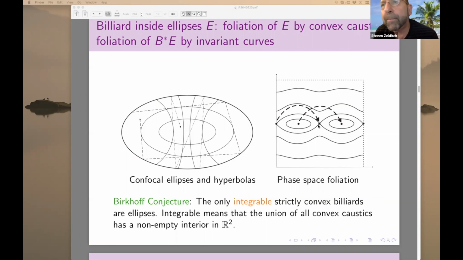So you get the separatrix curve, and that corresponds to the orbits which go through the foci. If a billiard trajectory goes through a focus, it just keeps going through the focus over and over and over again. The periodic orbits, or the orbits which have convex caustics, are the ones outside of the separatrix curve. The ones with hyperbolic caustics are the ones inside the separatrix curve.